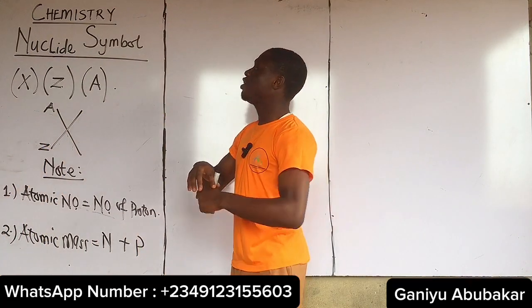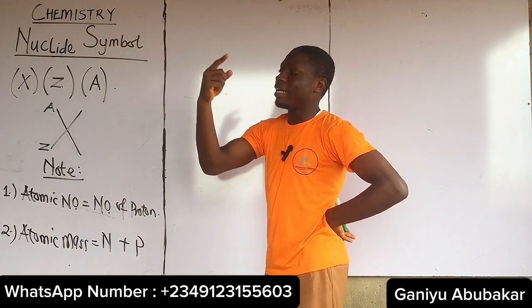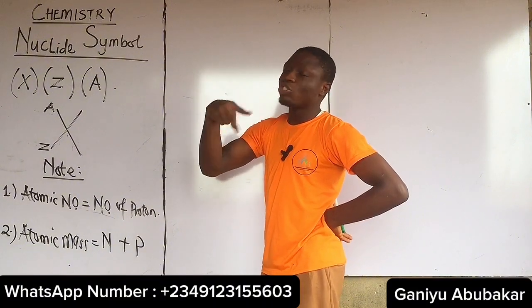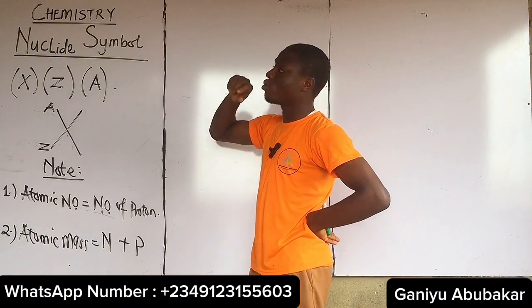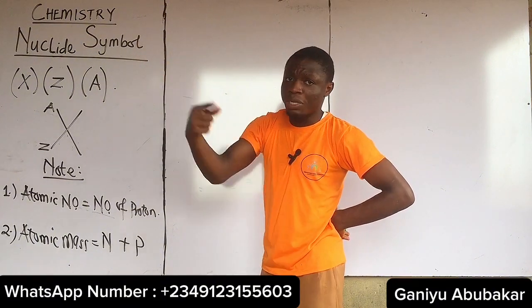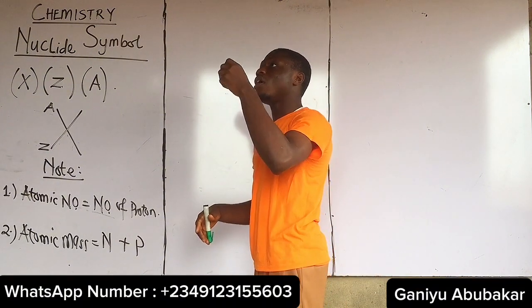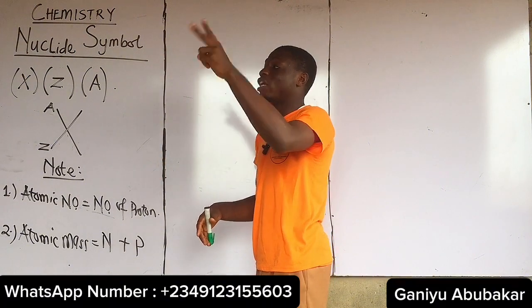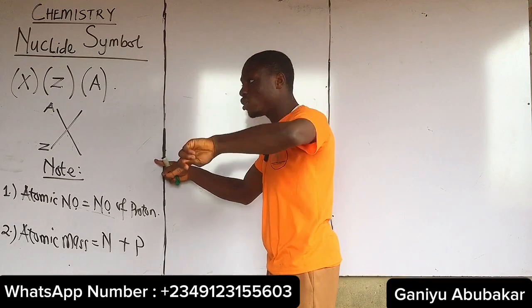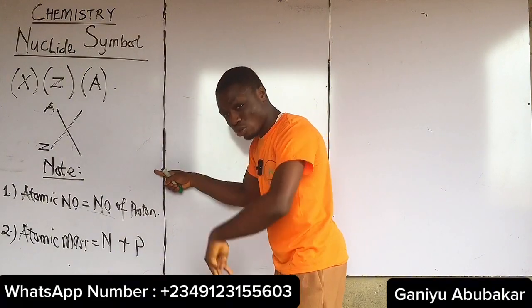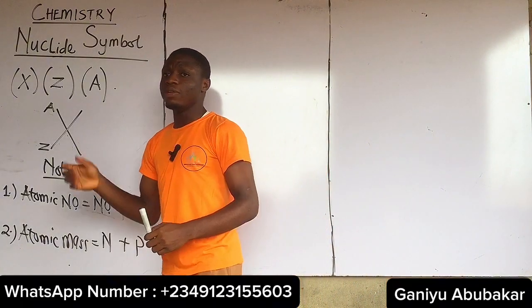Now the concept behind nuclide symbol is that we'll be trying to get the number of protons, electrons, and neutrons in an atom of an element. Last class, when we discussed the number of particles in an element or an ion, we just looked for protons and electrons. But for today's class, we're talking about how to look for proton, neutron, and electron. Let's take some examples to further explain the concept.